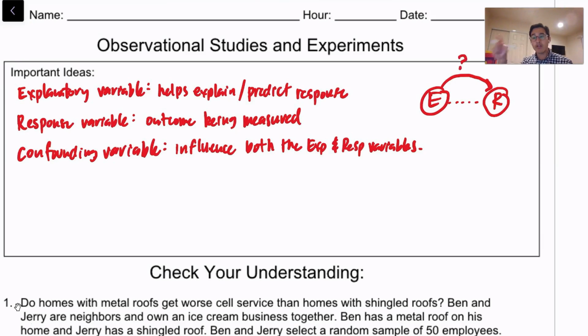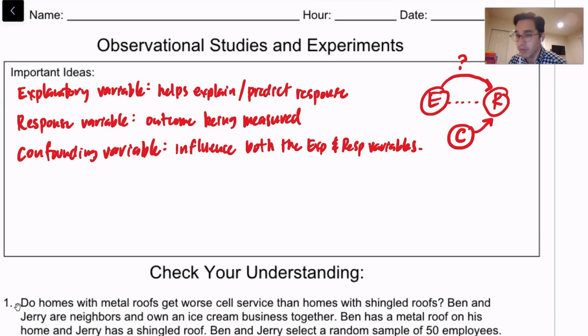Okay, so I'm going to draw a solid arrow to represent a cause and effect relationship, but I'll put a question mark above it because we can't always prove that there's causation. And the reason why we can't prove that there's causation is because of those other factors, those other forces that influence the response. So those are our confounding variables.